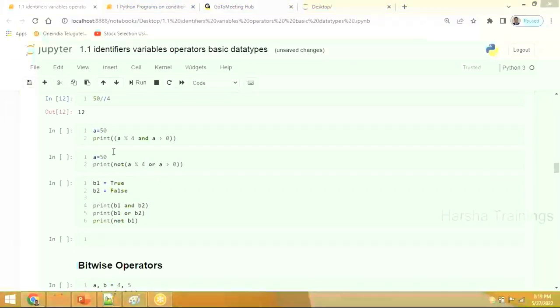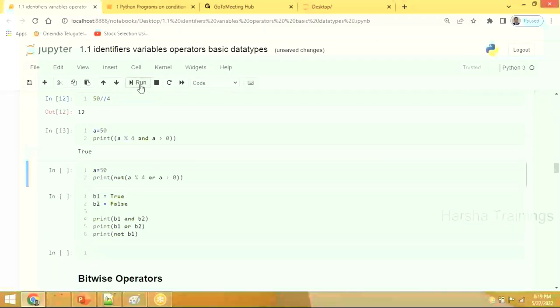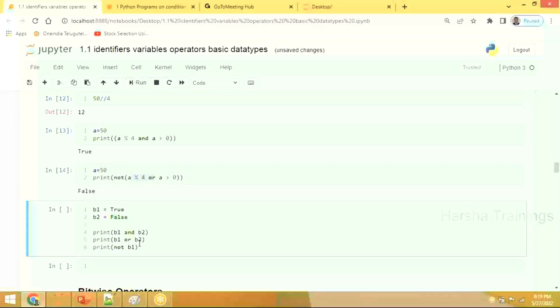Now, here I have taken A equal to 50. 50 mod 4 is 2. It is true. So the answer is true. And this answer is false. Not of true is false. Then B1 and B2 is false. B1 or B2 is true. Not of B1 is false. Clear for you?